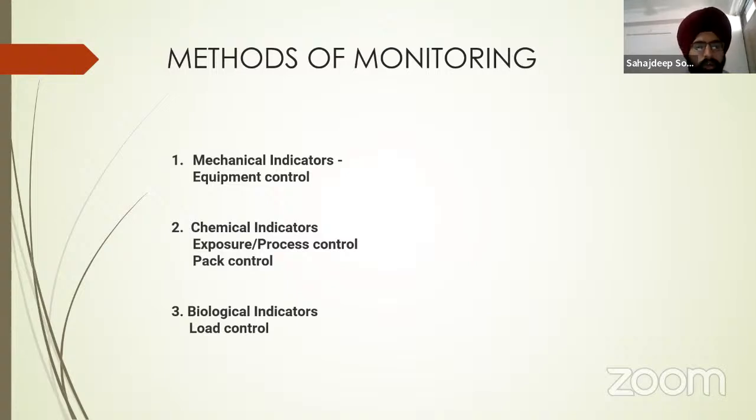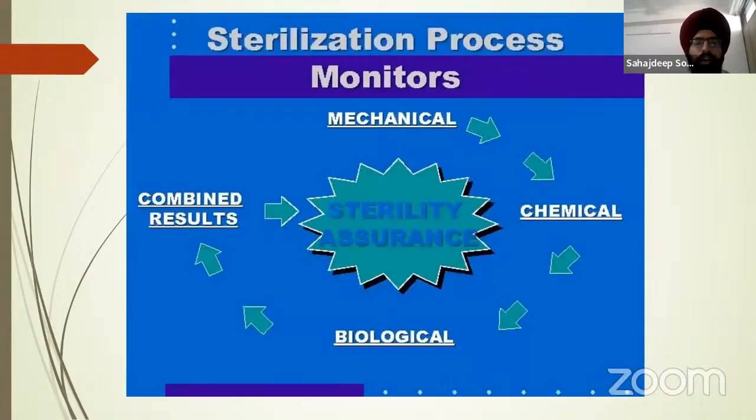And then comes the pack control, which is placed inside, and that ensures the adequate packing of the instruments during sterilization. The last is biological indicators, which includes the load control, and this is the most important indicator. Load control means whether any living organism is still present on the instrument after sterilization. Initially, the monitoring is done by mechanical process of the instrument. Then come the chemical monitors, then biological. When all combined in a single sterilization process, they give a sterility assurance of 100%.